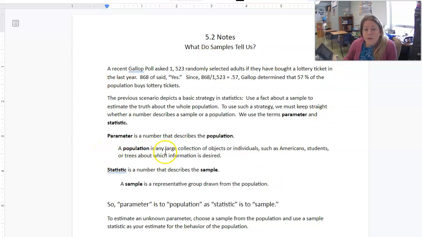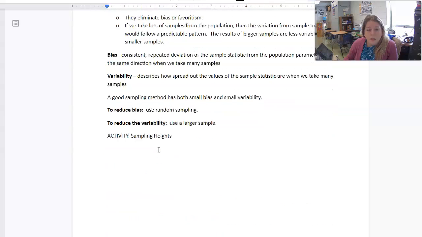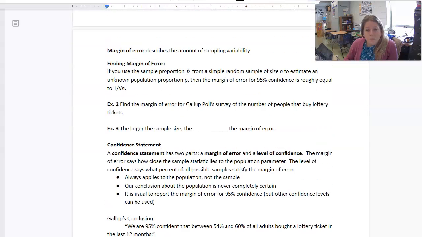We're going to continue with the 5.2 notes today. So I'll just scroll down past where we got. We're going to start with margin of error. This describes the amount of variability. Now, we kind of talked about how the more samples we do, the less variable we get, and margin of error kind of tells us how much variability we have there.